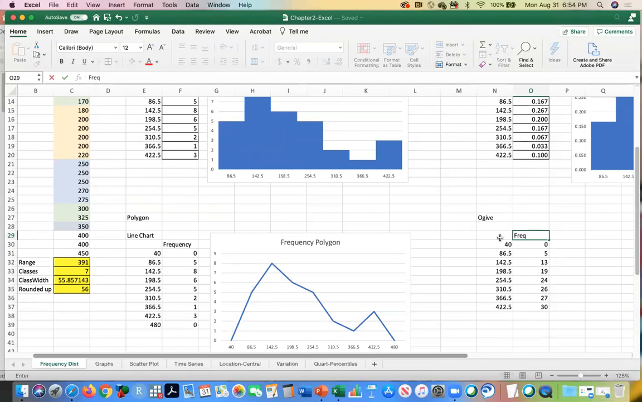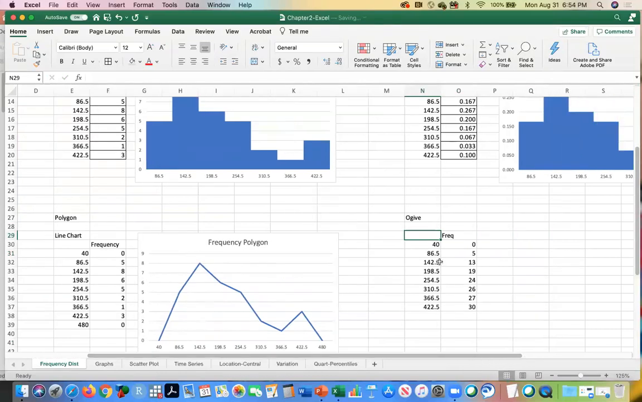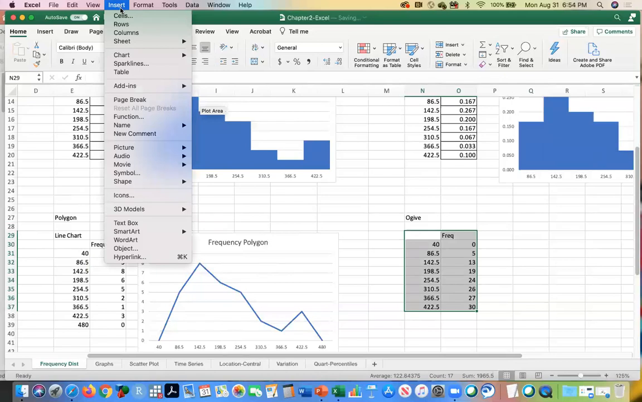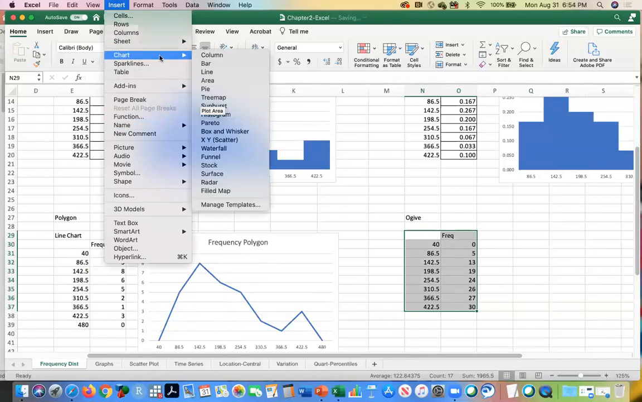and this is going to be the midpoints, right? So my graph is going to start from 0, and it's going to start rising as we move from point 1, from the first to the second to the third. So why do we want to do that? So I'm going to insert a chart that is a line chart, right?